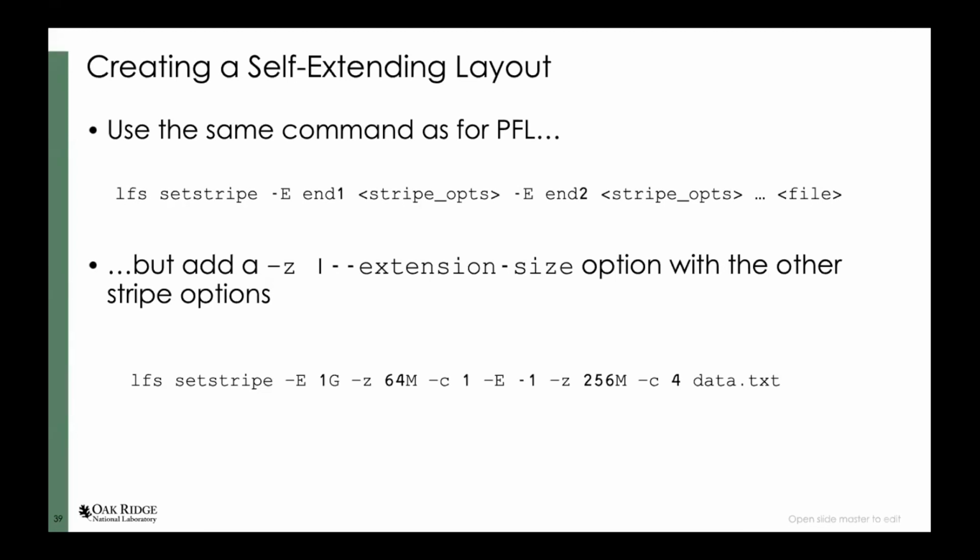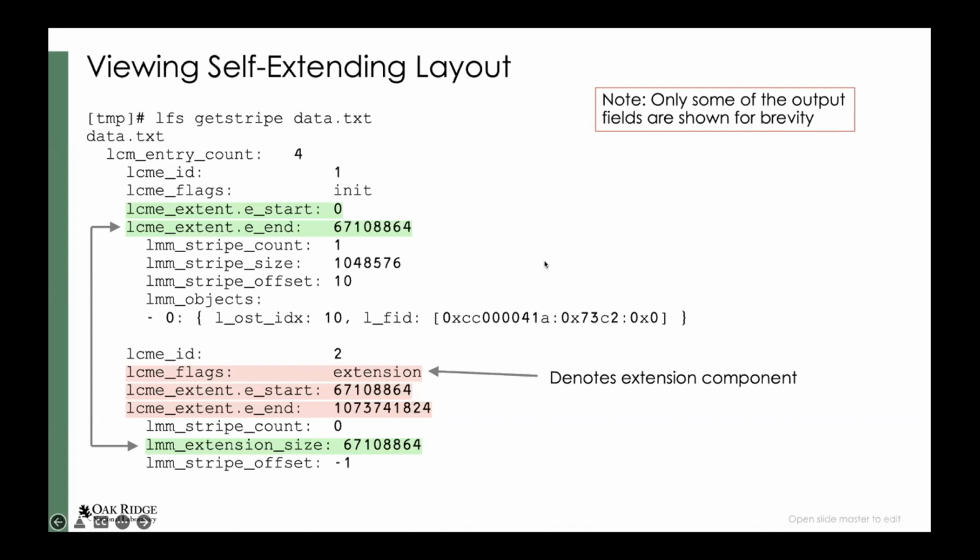at 1 gigabyte. Based on my testing, it looks like the minimum value for the extension size is 64 megabytes, although I'm not clear why that's the case. It doesn't appear to be documented in the Lustre manual. As far as viewing the self-extending layouts, I won't go over a lot of that here. You use lfs getstripe again, and as you'll see, the various components, the starts and ends.